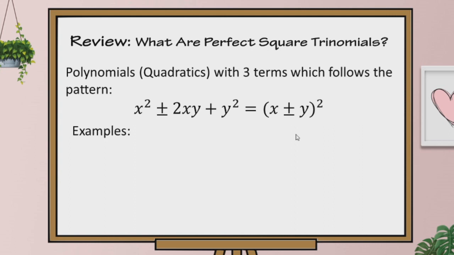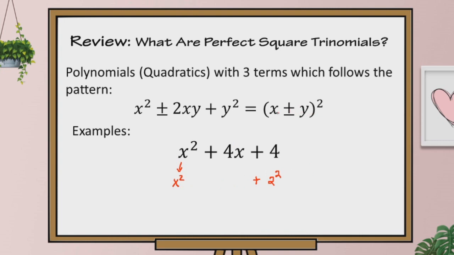An example of a perfect square trinomial is x squared plus 4x plus 4. So let's test if this is a perfect square trinomial. Does it follow this pattern? Of course, x squared is obviously a perfect square. And for the third term, 4 is also a perfect square, which can be written as 2 squared. So this 2 represents y in the pattern.